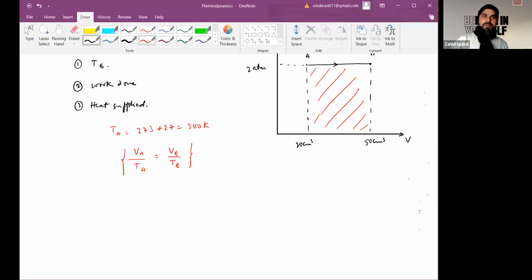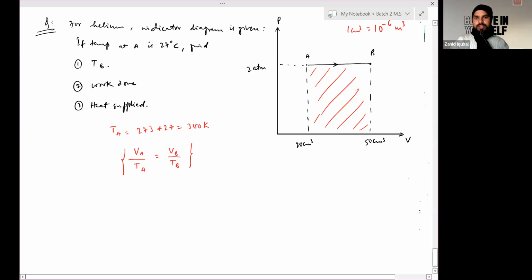Let me solve the first part. At point A, we have volume 20 centimeter cube, so you may write 20 into 10 to the power minus 6, divided by temperature at point A, 300 Kelvin, equals volume at point B, 50 centimeter cube, so 50 into 10 to the power minus 6, divided by temperature at point B, which we have to calculate.